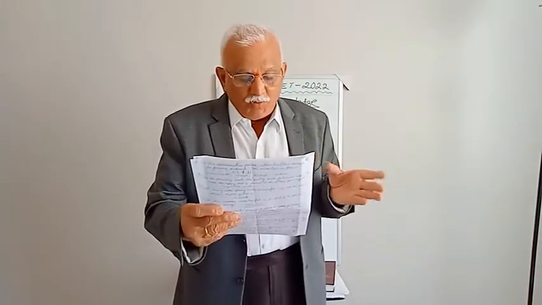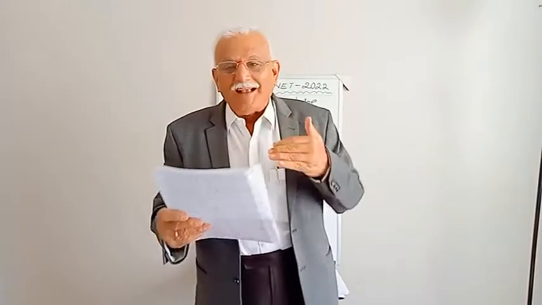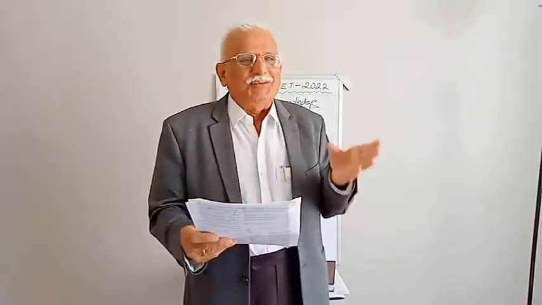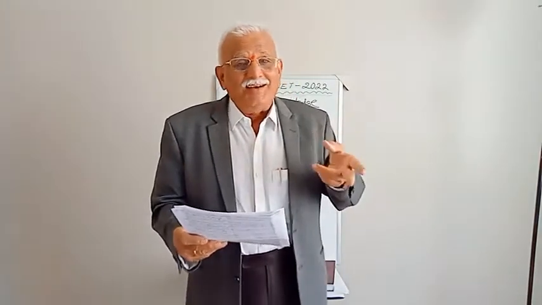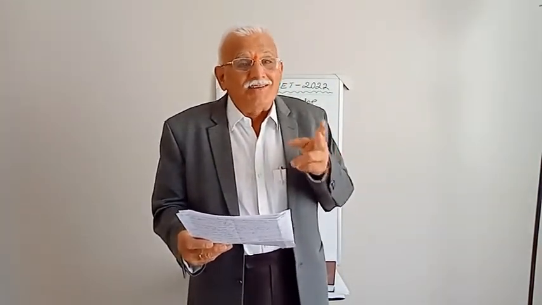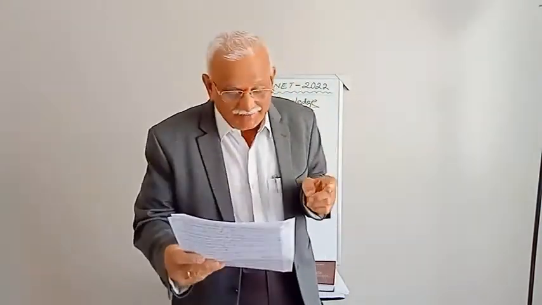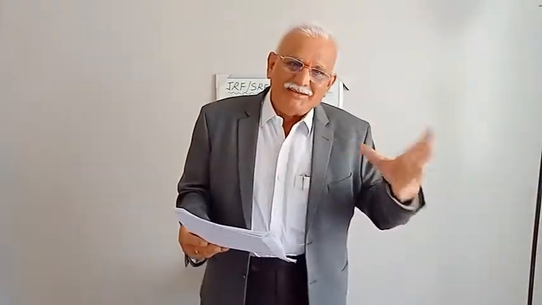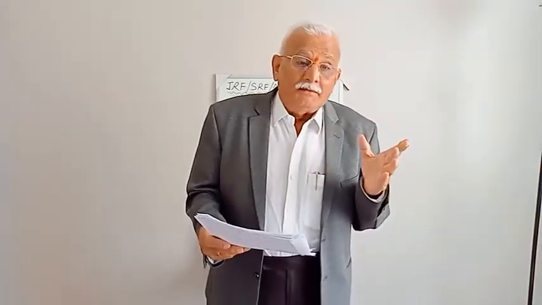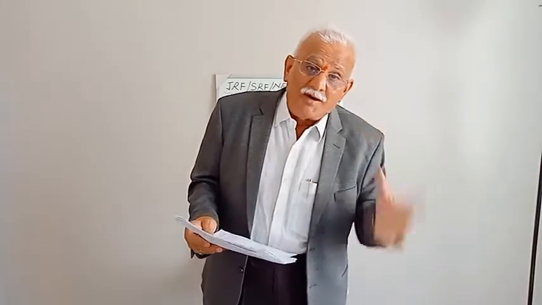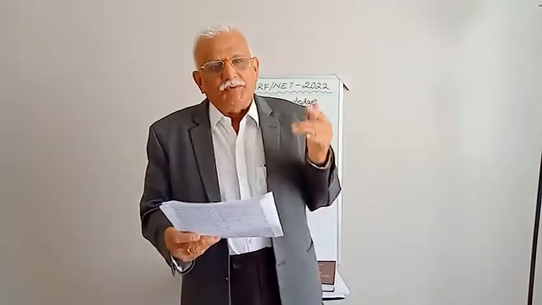If both A and R are true, and R is a correct explanation of A, then you should tick A. Then, if assertion and reasoning are correct and R is not the correct explanation of A, then you should tick B. Then, in the third case, assertion is true, reasoning is false. D, assertion is false, reasoning is true. So these are the four options that are given.